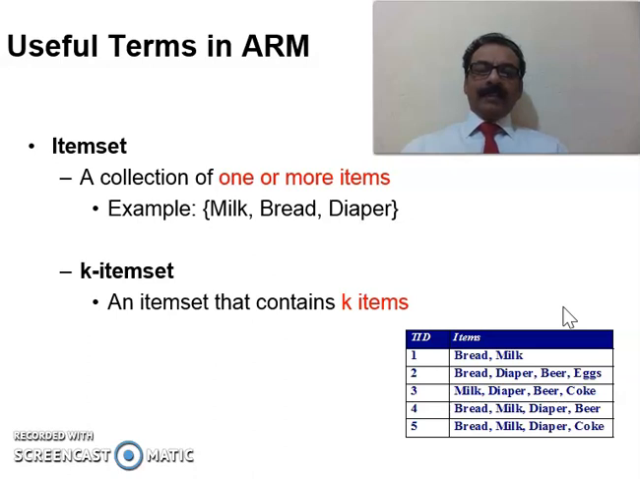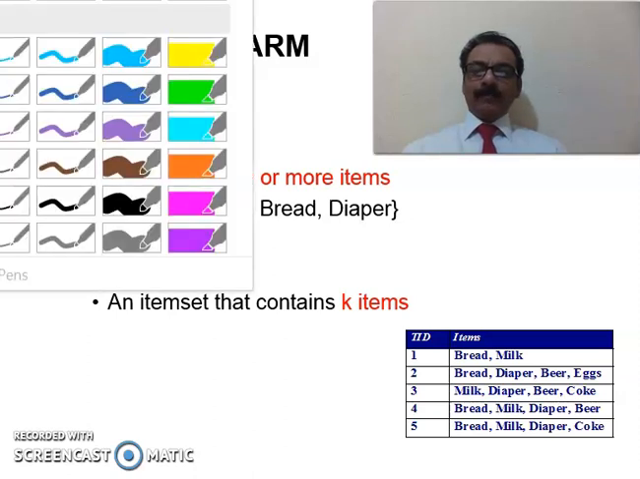Let us go through the important terms of association rule mining before we start the Apriori algorithm, to give you a base on how it starts. The first one is item set, a collection of one or more items. That is exactly what we studied in association rule mining video 2.